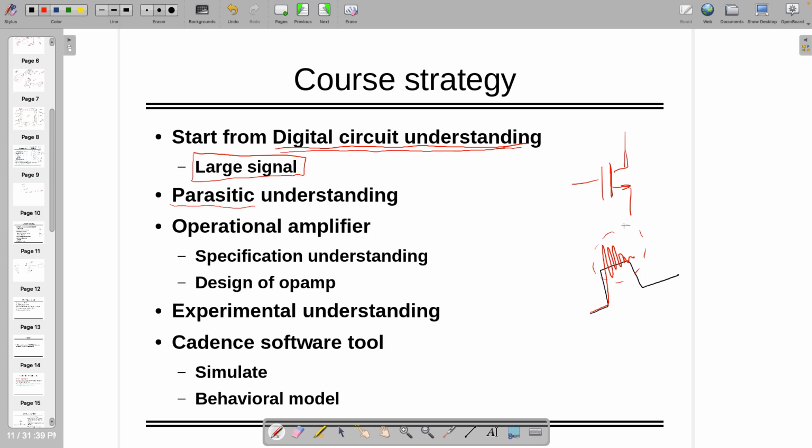So we have to tune it, and that particular tuning in control systems is called compensation. Through compensation, we have to make it stable as per your requirement. Generally, we design it for a given phase margin. Those things we are going to study in this course, and we are going to design an op-amp for given specifications. Some of the experimental understanding we will do with the industry standard tool, Cadence. We are going to simulate it with the behavioral model, right?